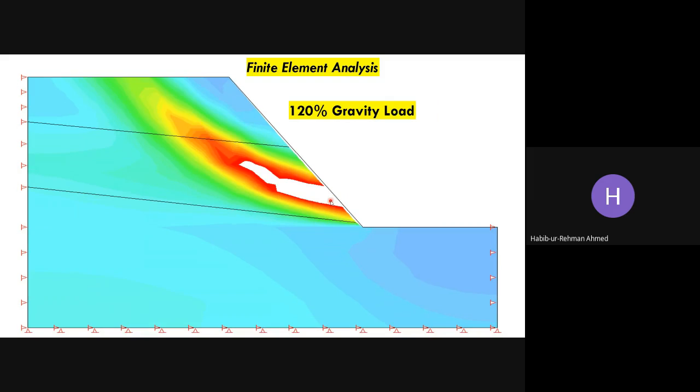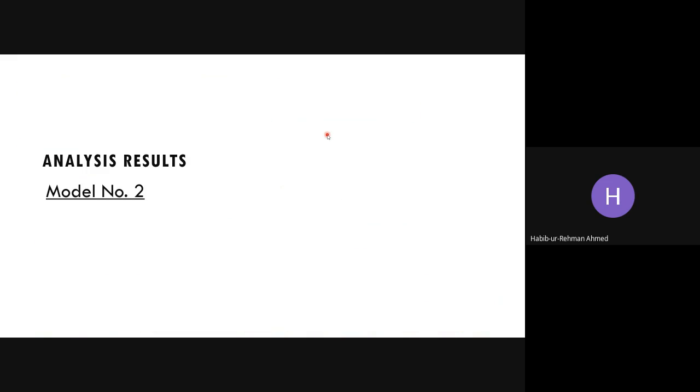At 120%, you can see the part of the slope has ruptured. Still there is no failure over here, but now failure has occurred over here, and this slope will slide at 120% gravity load. So the factor of safety in case of this slope should be 1.2. This is how we define the factor of safety. I don't want to go into detail, but I'm just giving you an idea.